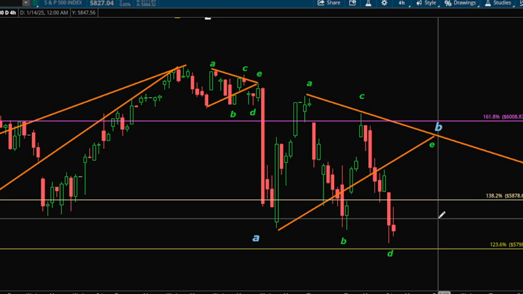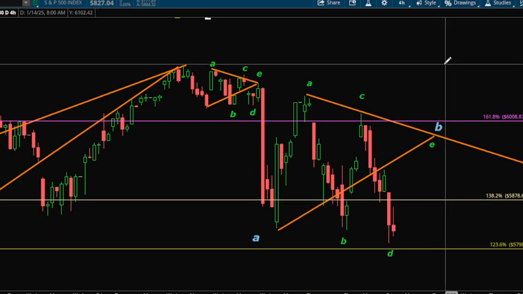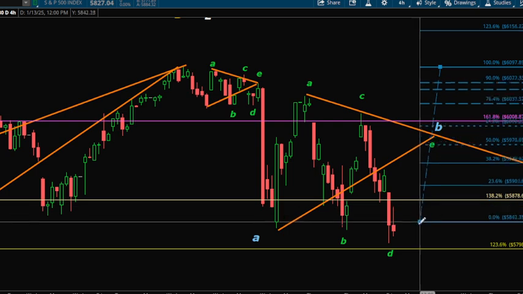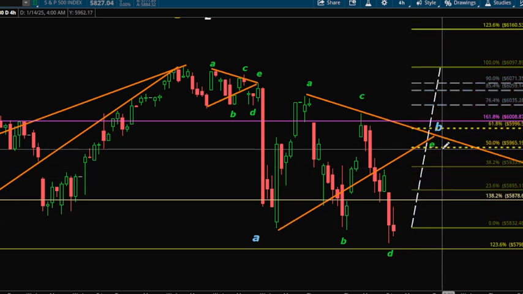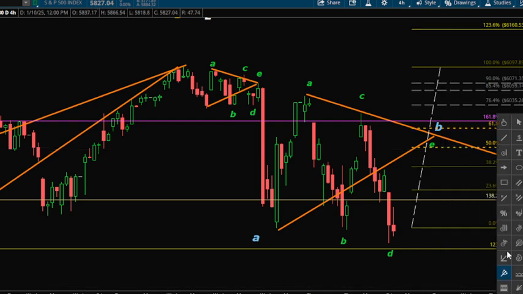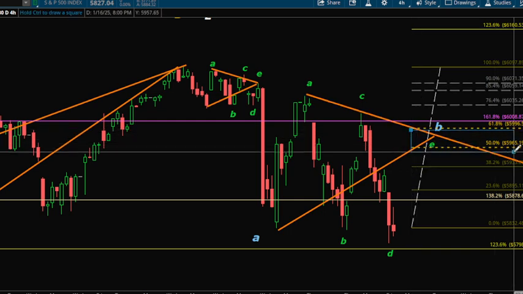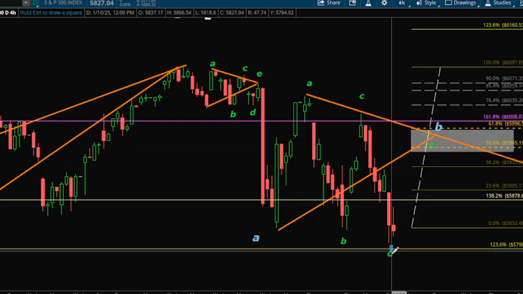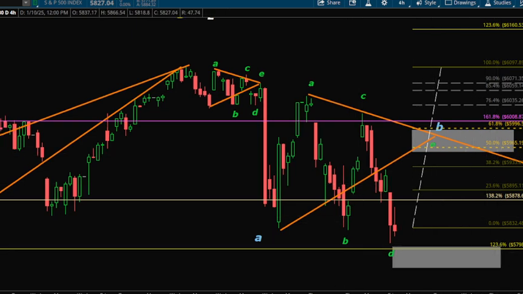Okay, another number would be, let's see here, let's do this. Let's get a 50% here. That's still 59.65. So 59.60 area. Let's put a zone there, a block. Target for bulls, target for bears. That's your zone.